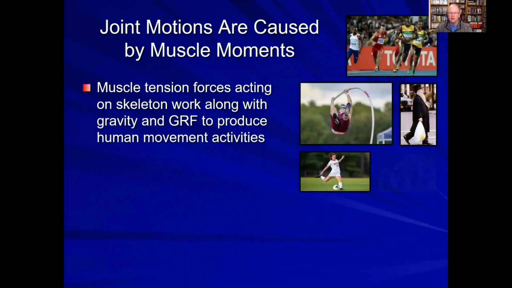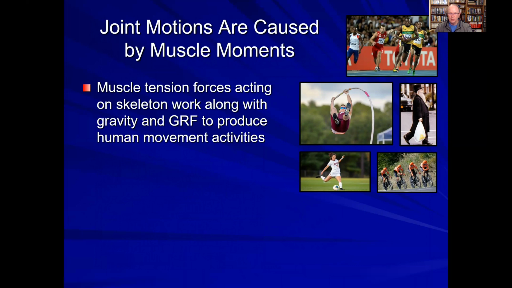So when we start looking at all the various motions and weight-bearing activities that we humans perform on a daily basis, how are these moments caused and how do they cause motion? Well, first of all, the human body and other animal bodies produce motion by having our central nervous system sending efferent messages to the skeletal muscles, which then cause electrical activity, which is converted into a contractile activity of those muscles on the skeleton that work along with gravity and ground reaction force to produce our human movement activities.